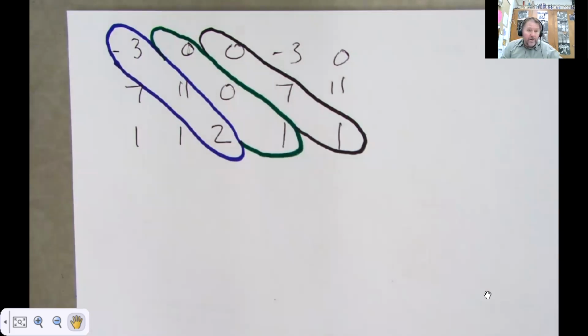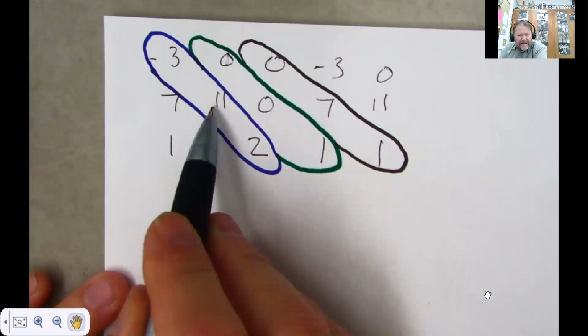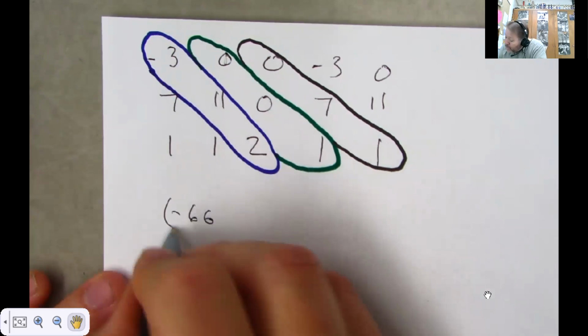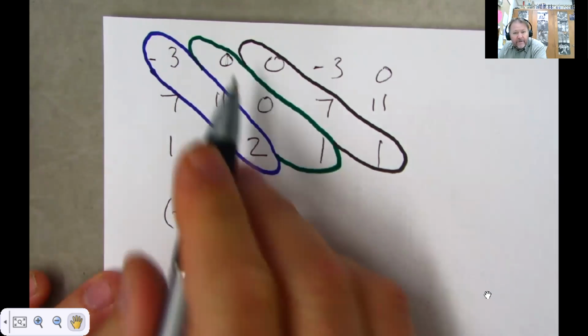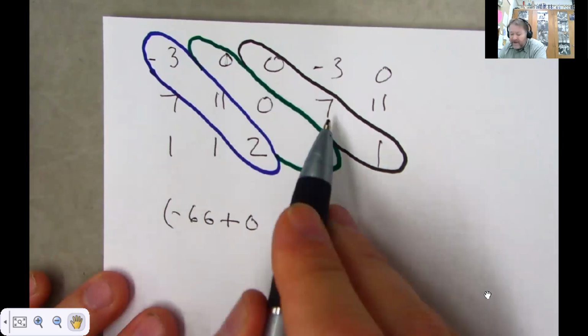Let's do that right below right now. This would be -3 times 11 is -33, and -33 times 2 is -66, plus 0 times 0 times 1 is 0, and 0 times 7 times 1 is 0.